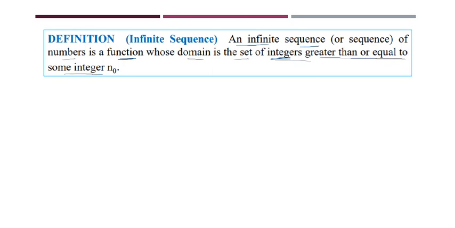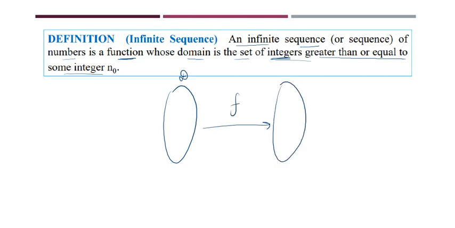Why is this coming? I'm saying that you have this domain, you have a function and you have this output, the codomain, the range. Here I am saying 1, 2, 3 and so on, and here I am getting some output as per the rule, say A of n.